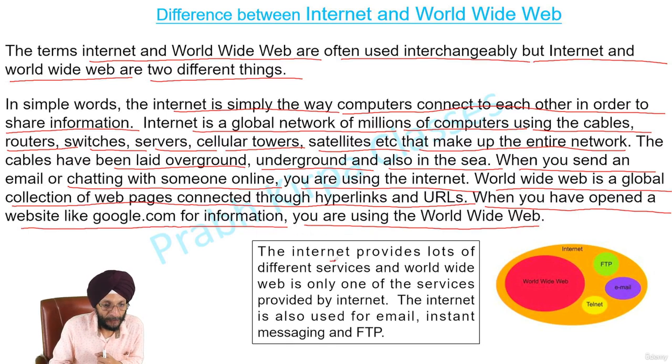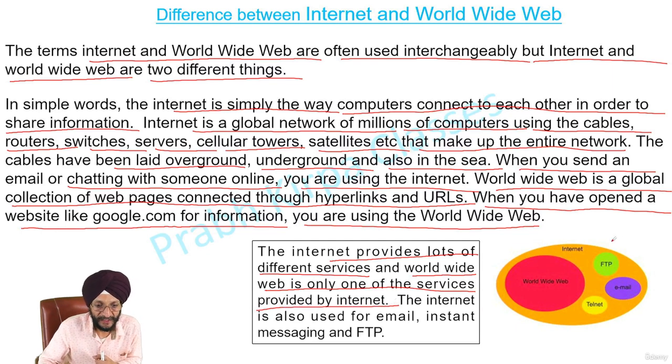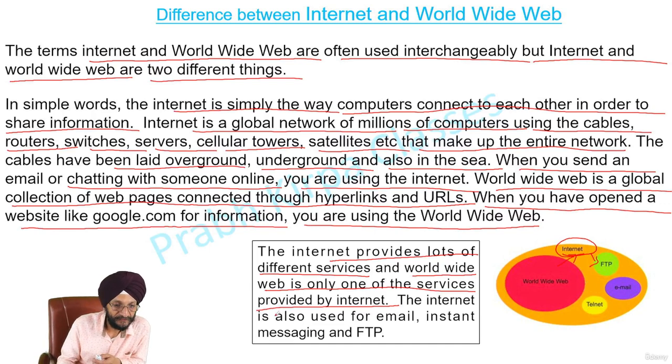The internet provides a lot of services, and World Wide Web is only one of the services provided by the internet. In this picture, you can see that the whole belongs to the internet and World Wide Web is only a part of the services provided by the internet. The other services provided by the internet are FTP, email, telnet, etc.